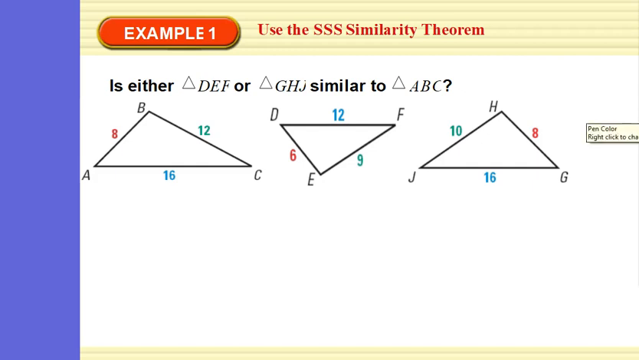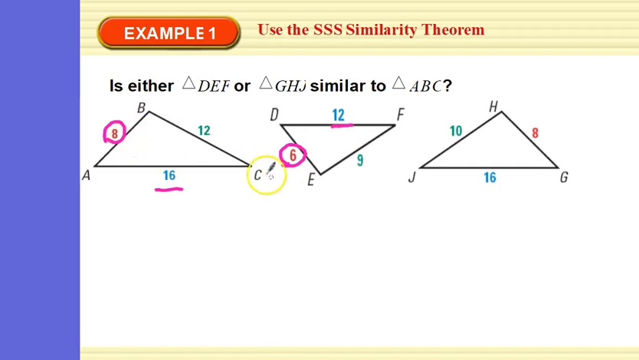Alright, so it is either triangle DEF or triangle GHJ similar to triangle ABC. Let's look. They did a nice color coding for us, which is pretty sweet, so we don't even have to figure out who goes with who. They already color coded for us. So 8 is to 6 as 16 is to 12.